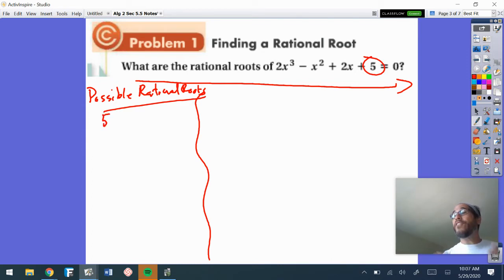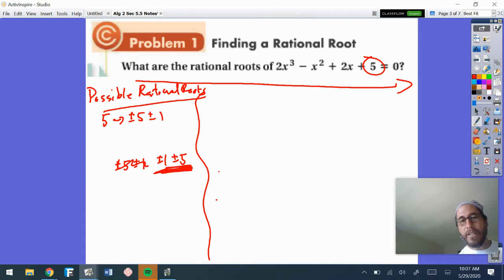5. Then we have to have all the factors of 5, and there's only one way to get 5: plus or minus 5 times plus or minus 1, because 5 times 1 is 5, and negative 5 times negative 1 is positive 5. Those go on the top, and it's better to list them from the lowest to the highest, and then divided by that guy.